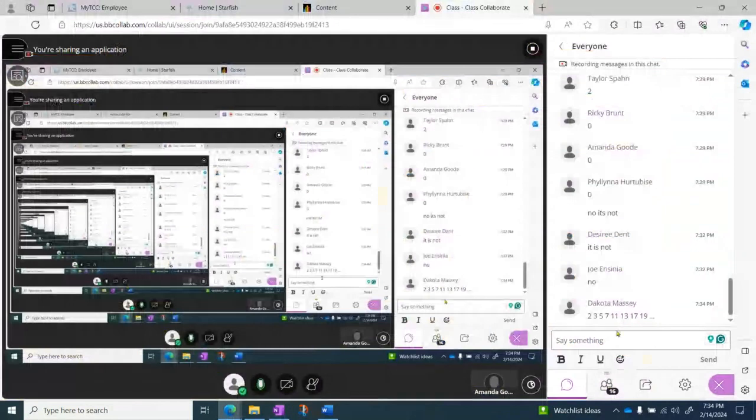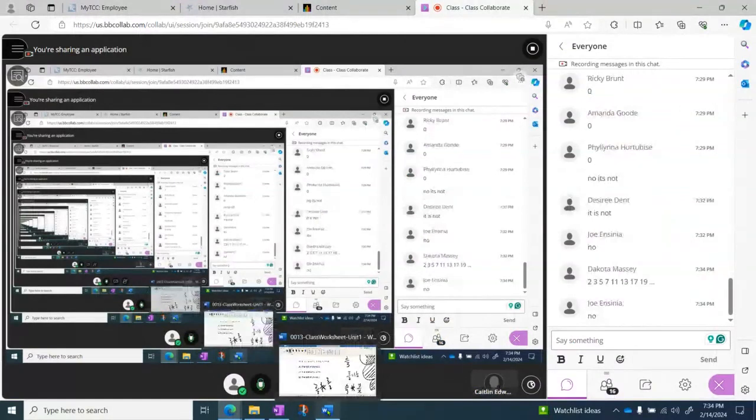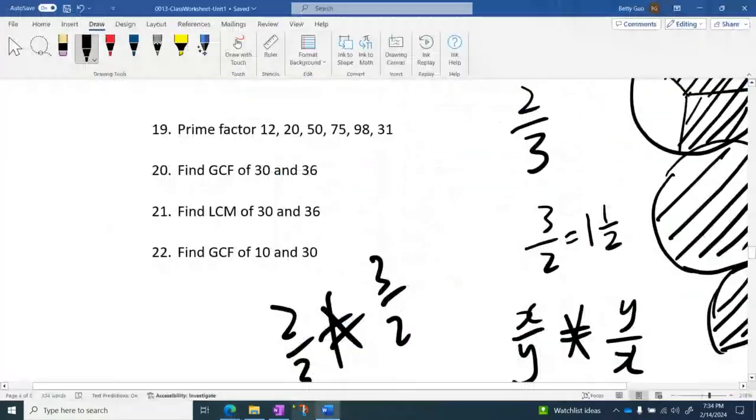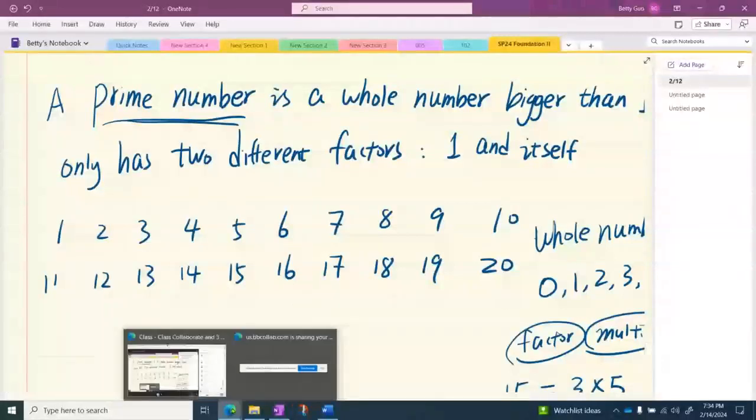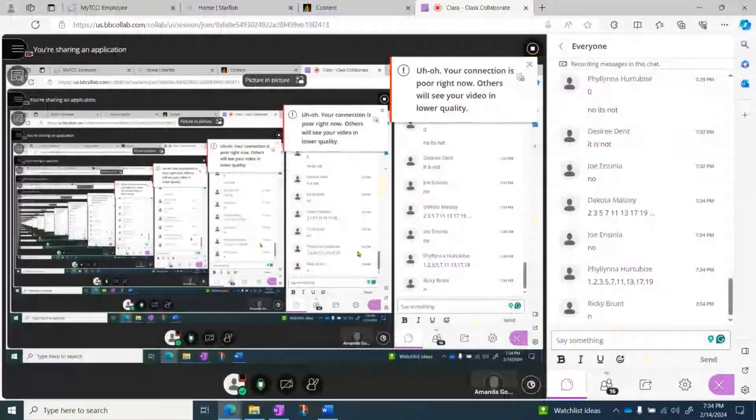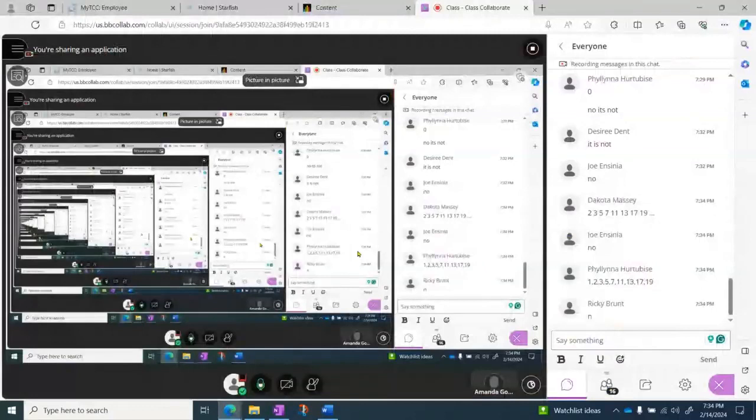2, 3, 5, 7, 11, 13, 17, 19. That's awesome. Thank you, Dakota. Yeah, very good. We need to remember those. But let's go over those numbers by using the definition and explain why.